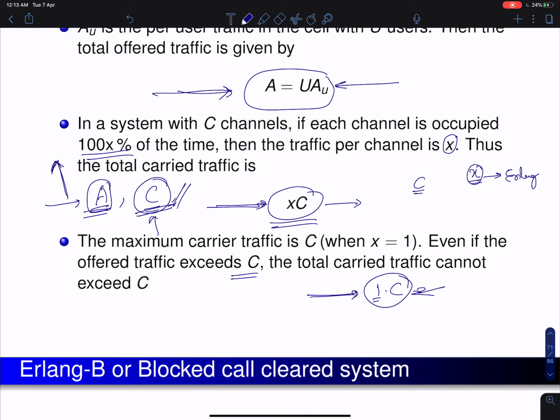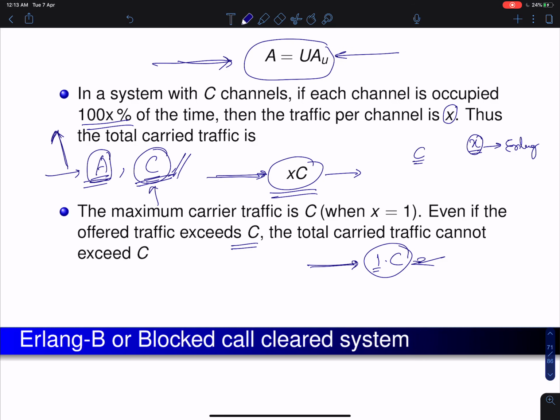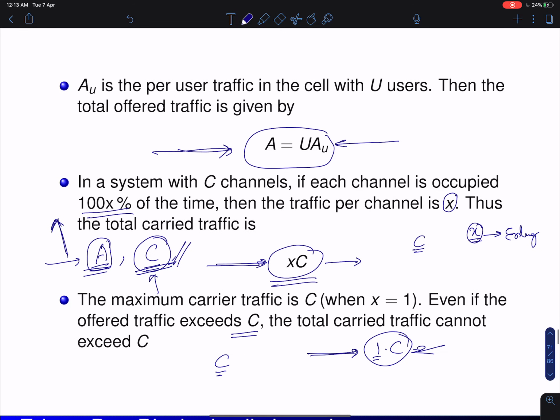Okay, so now we know that obviously if the number of users is going to be greater than the number of channels, some calls are going to be dropped. That's an obvious thing, because you can't cater to every user. If every user simultaneously makes a call, then we are going to have a call being blocked. What we are interested in is finding out how many calls will be blocked. Based on that, we will derive a performance metric.